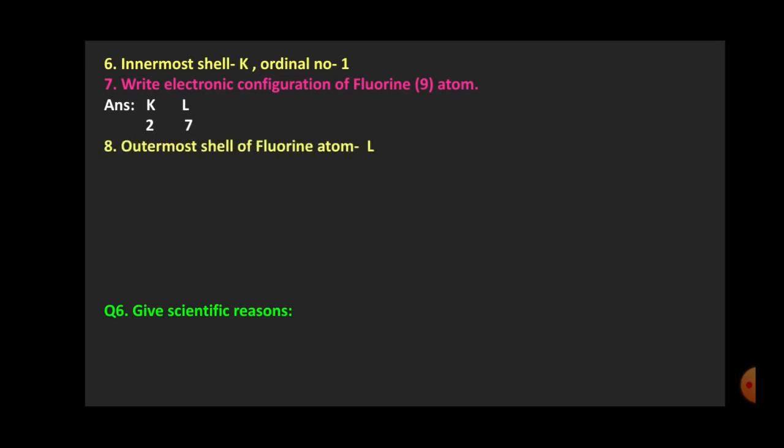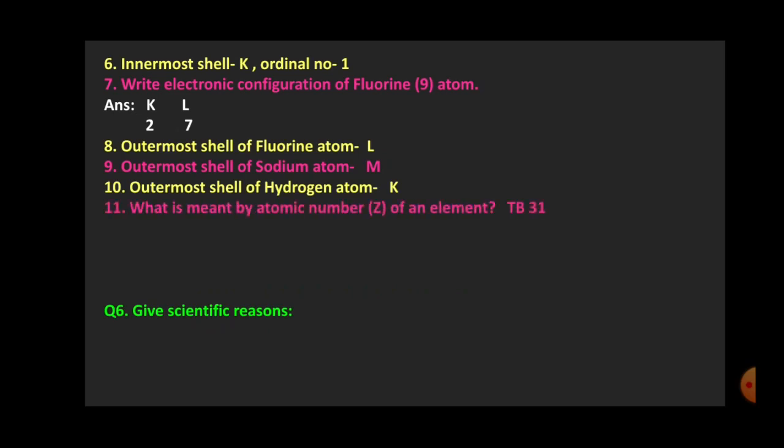Eighth one, outermost shell of fluorine atom, as it is having only 2 shells. So first one K and the second one is L. Ninth one, outermost shell of sodium atom. It is M, because it has 11 electrons, and when we distribute it comes to 2, 8 and 1. So K, L, M. Third one M. Next, which is the outermost shell of hydrogen atom? It has only one shell, that is K.